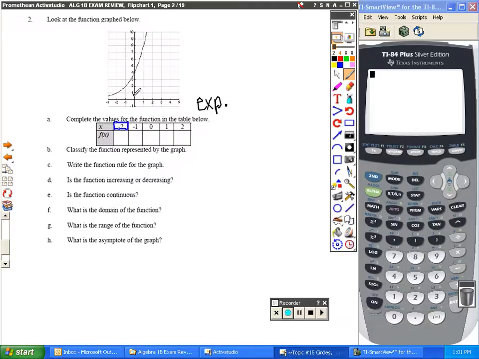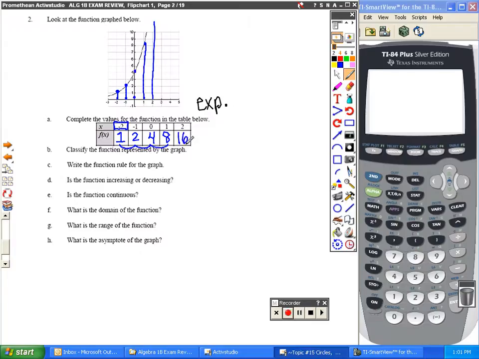Find the -2 on the x-axis, that'd be right here, and then just tell me what the y would be. In this case, it would be 1. Find the -1, that would be 2. The 0 would be 4. The 1 would be 8. And the 2, oh, that's off the graph. But I bet I can see a pattern. 1 times 2, 2 times 2, 4 times 2. I bet this is going to be 16.